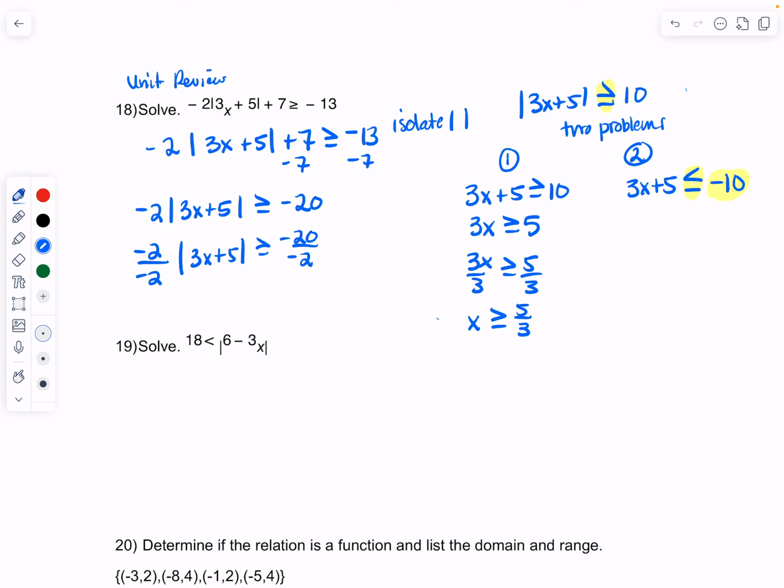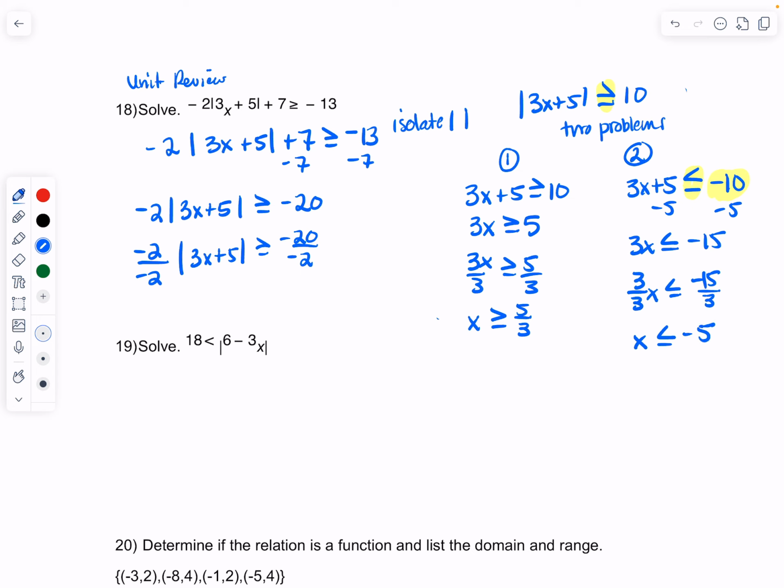Now, I'm going to subtract 5 off of both sides. So 3x is less than or equal to -15. I'm going to divide both sides by 3. Again, because my coefficient was positive, I don't have to change the inequality sign at this point. -15 divided by 3 is -5. Okay, so I have two answers.